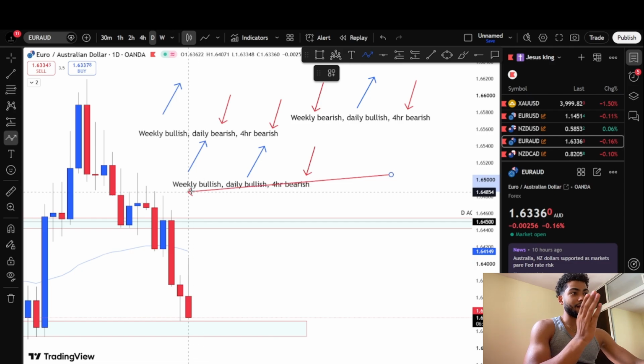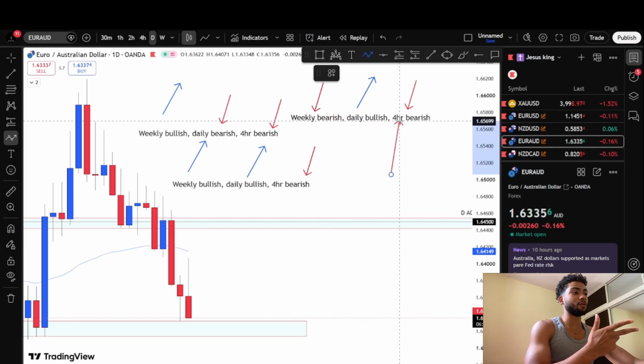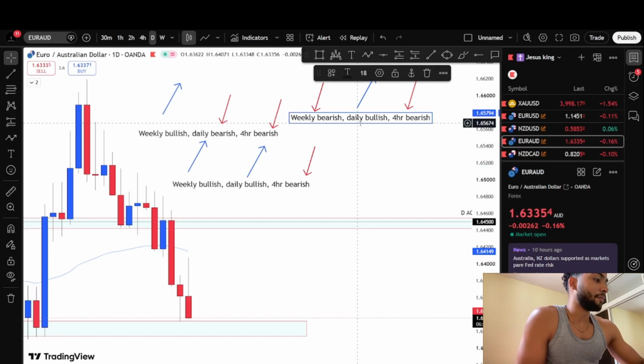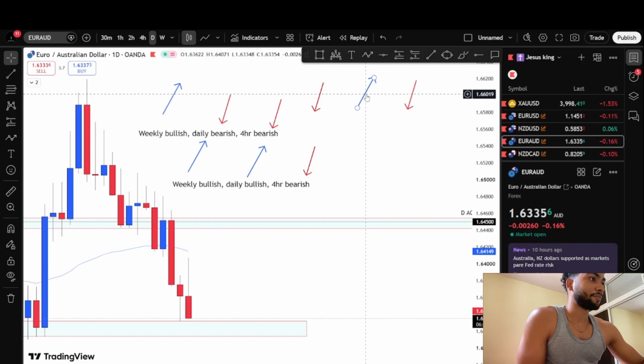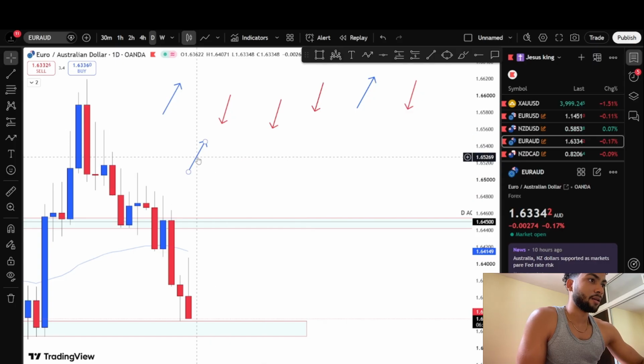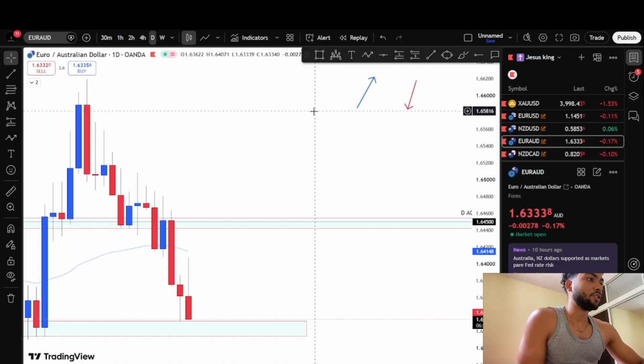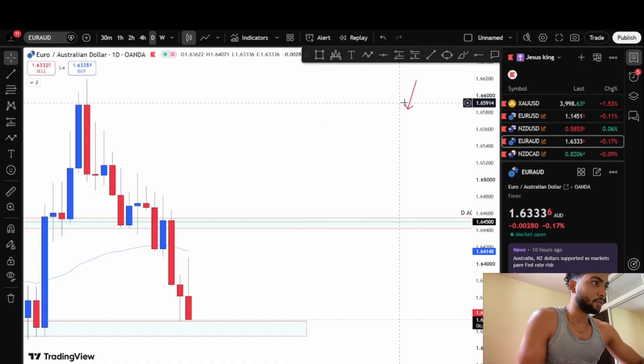In this other scenario, I have the weekly bearish, daily bullish, 4 hour bearish. In this case, I don't have any consecutive time frames in sync. So in this case, I'm not trading with the trend. So let me remove this. That's what I do to make sure. This is what is called a top-down analysis, to make sure that we are trading with the trend.